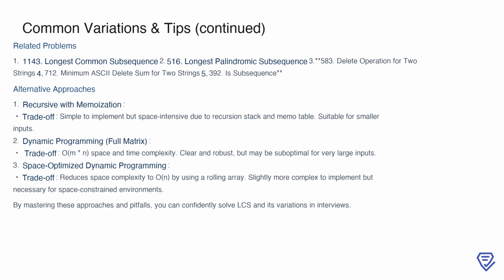For space-constrained environments, the space-optimized dynamic programming approach is a better choice, as it reduces space complexity to O(n) by using a rolling array. While slightly more complex to implement, this method is an essential tool for solving LCS efficiently. By mastering these techniques and understanding how to avoid common pitfalls, you'll be well prepared to tackle both LCS and its variations in technical interviews.